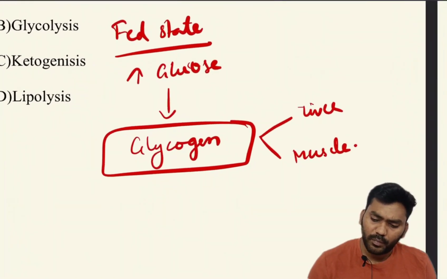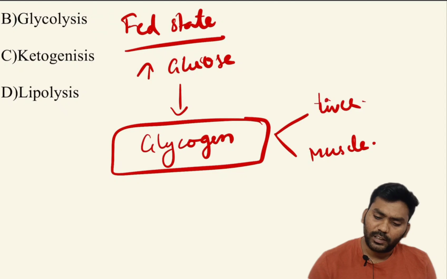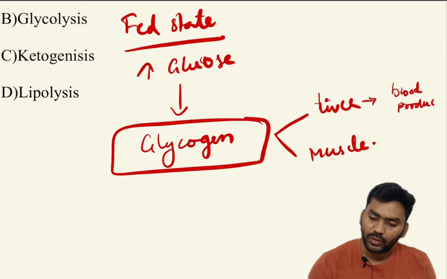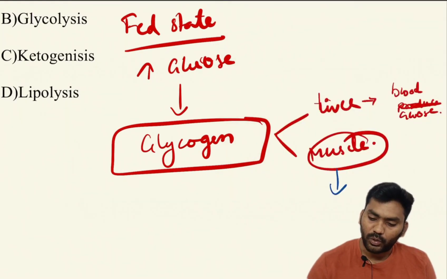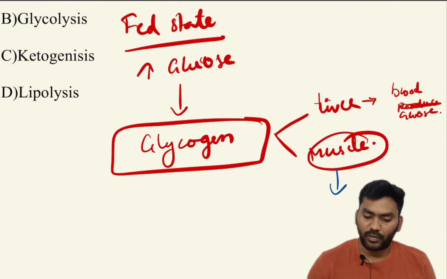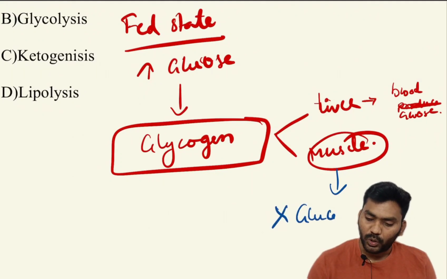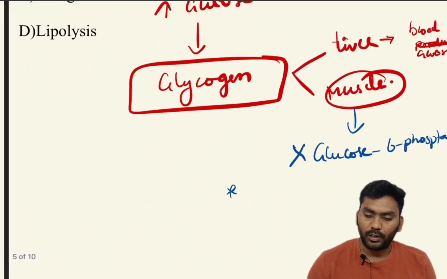But whenever the patient is in the fasting state, the liver only produces blood glucose. The liver only contributes to blood glucose, whereas muscle cannot contribute to blood glucose. Why? At the end step of glycogenolysis, glucose 6 phosphatase is needed. Muscle does not contain glucose 6 phosphatase. Due to this reason, muscle cannot contribute to blood glucose.